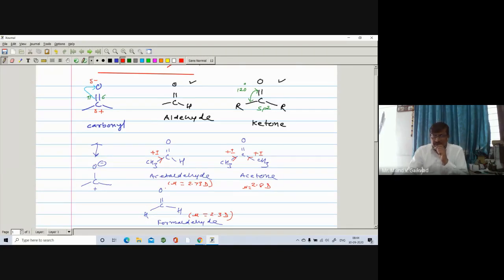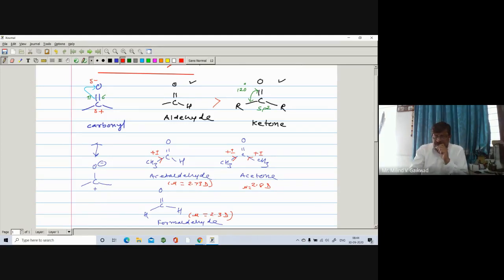Or we can make a general statement that aldehydes are more reactive as compared to acetone, or in particular formaldehyde is more reactive as compared to acetaldehyde and acetone. So this is the reason we can explain by the resonating structure. More the positive charge on the carbon, more is the reactivity. Less the positive, less is the reactivity. So here you have seen the reactivity of this carbonyl carbon.